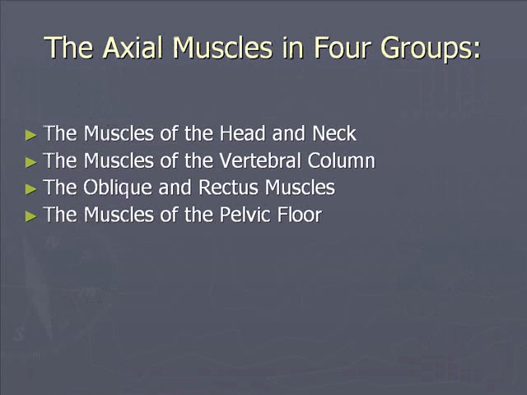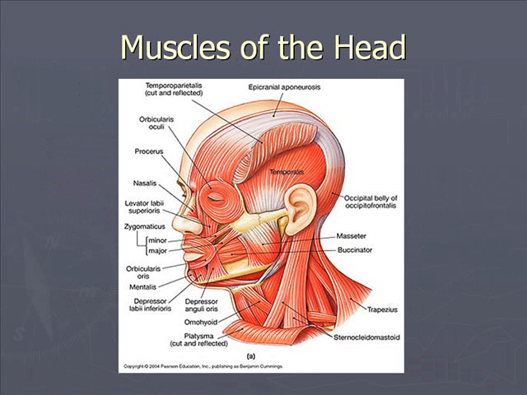Okay, we'll go ahead and get started on the axial skeletal muscles. Today, again, these are the muscles that involve the head and the neck, the muscles of the vertebral column, the oblique and rectus muscles, and the muscles of the pelvic floor.